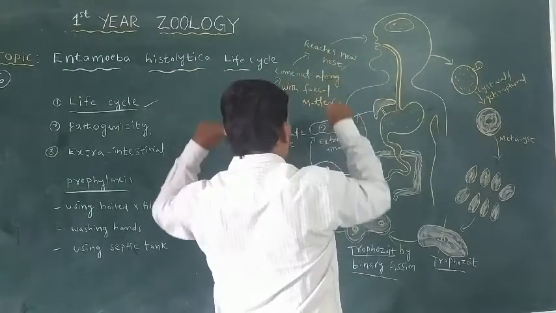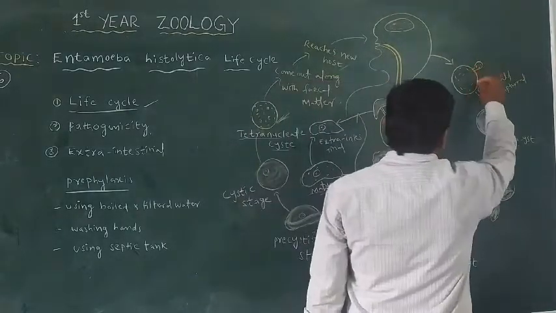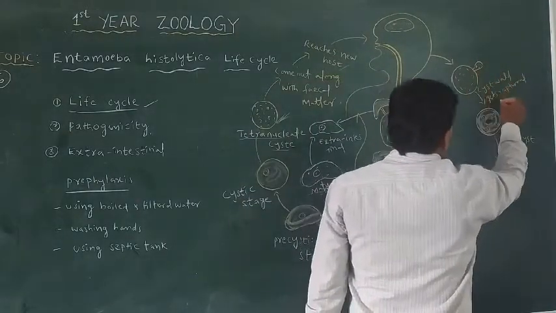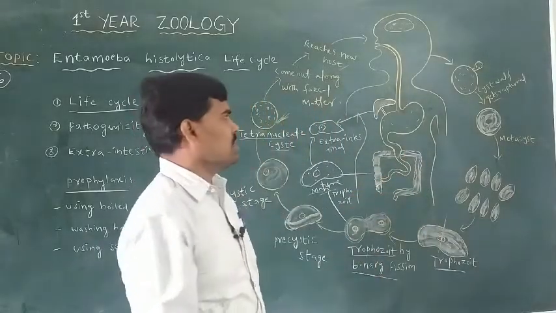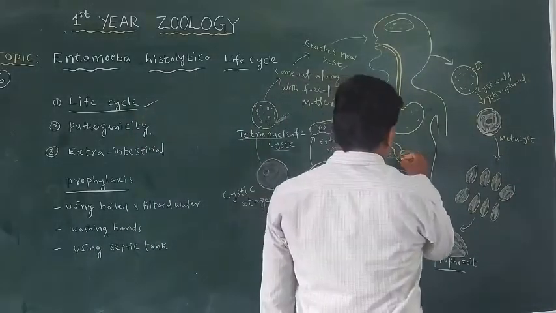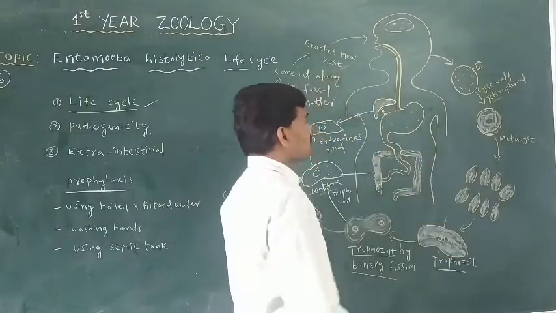Immediately the cyst wall is formed around it. The cyst wall gets ruptured by the trypsin enzymes inside the small intestines.